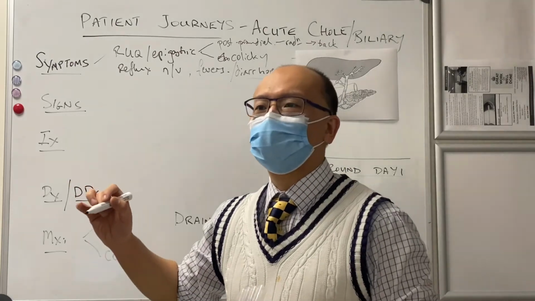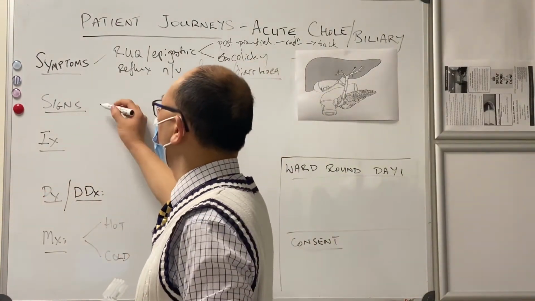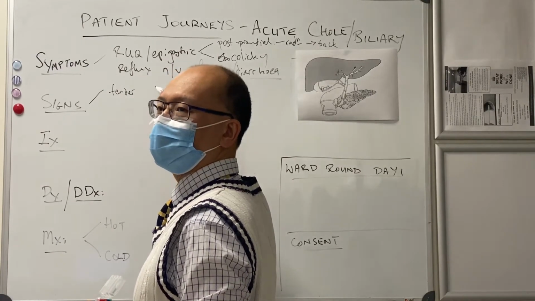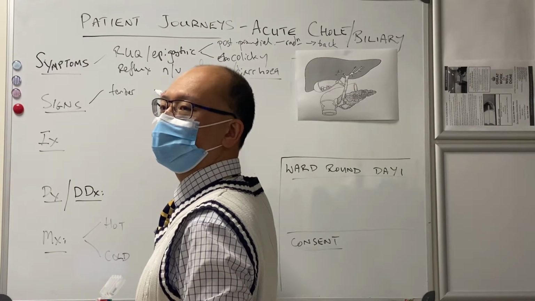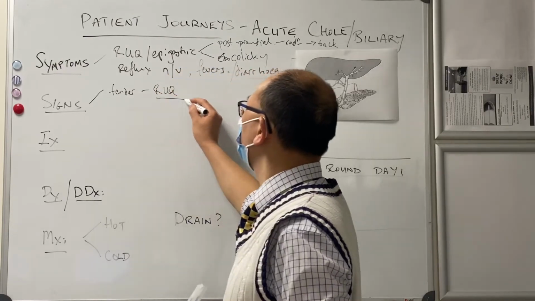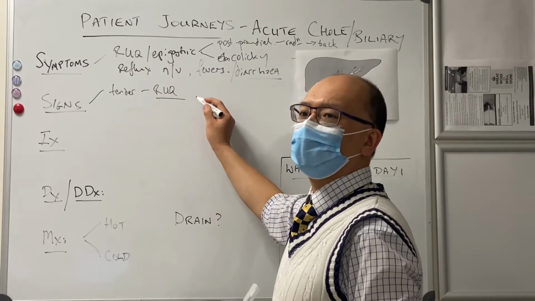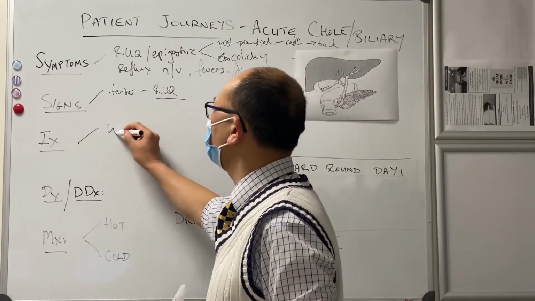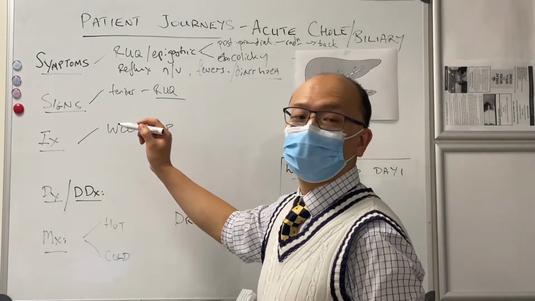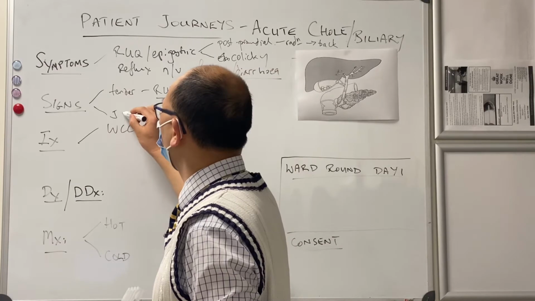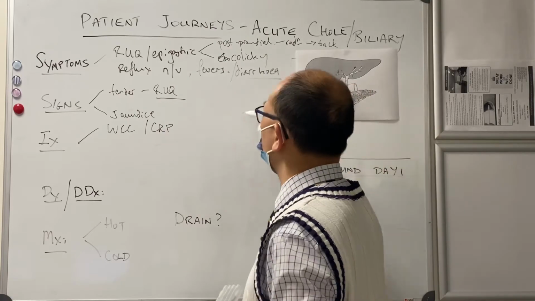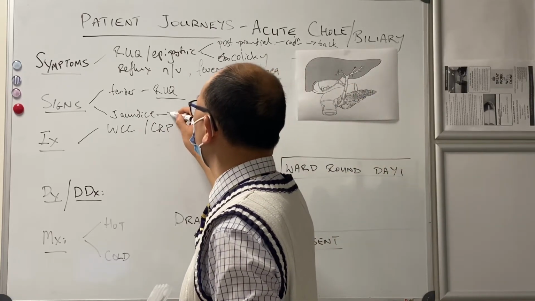What signs do they have, Mel? They will be tender in the right upper abdomen. They might have increased inflammatory markers, white count, CRP. There could be a degree of jaundice. Jaundice is probably more a sign you've got to think about a biliary obstruction rather than just inflammation of the gallbladder, but jaundice is associated with biliary presentation.